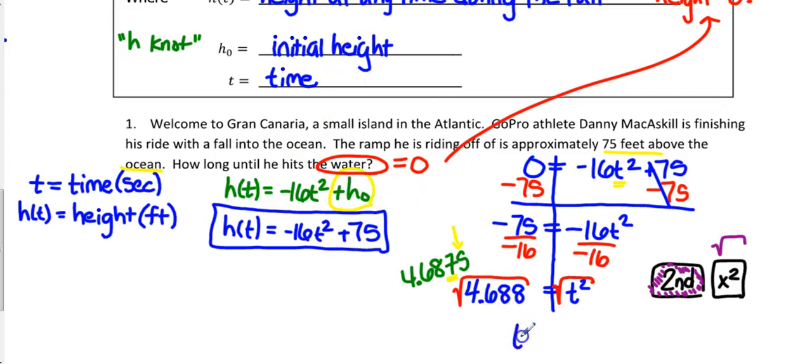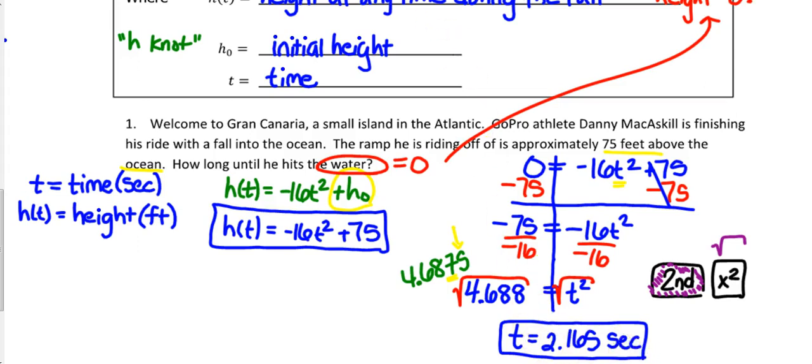And we get t equals 2.165, rounding to 3 decimal places. And t is time. We measured time in seconds. So seconds is our label. So this means it will take him 2.165 seconds to hit the water.